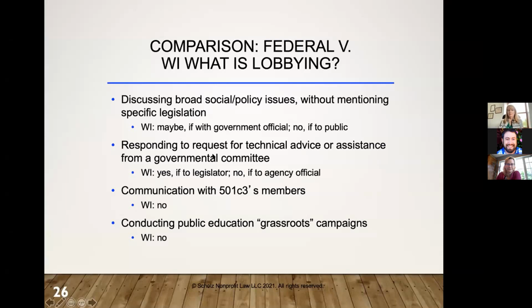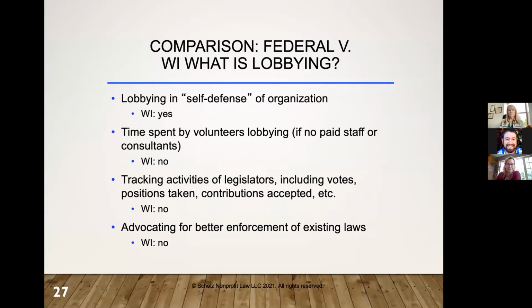Same with there isn't that carve out in Wisconsin for technical advice or assistance to a committee. Again, the member grassroots issue isn't an issue in Wisconsin. I guess lobbying in self-defense, that is an issue. Again, volunteer time doesn't count. If there's no paid staff or consultants, then we're not even in the realm of reporting.